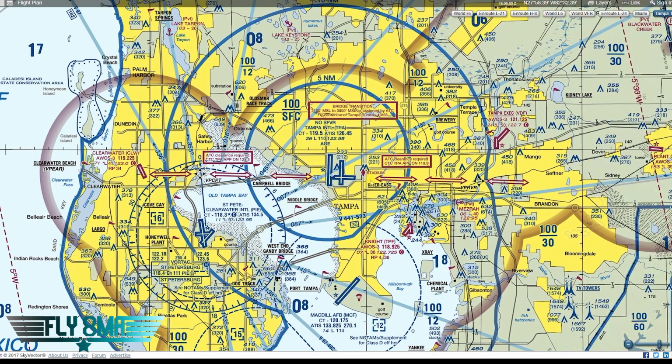So big things on the TAC charts: VFR corridors, the VFR transition routes, the altitudes you're going to do that are posted here, and what type of route it is you're requesting. This one's named the bridge transition. What frequency you're going to call them on.